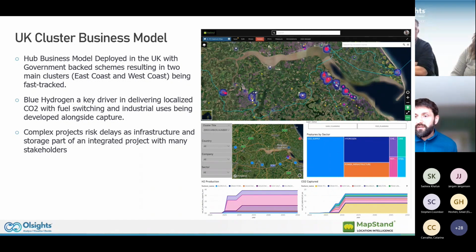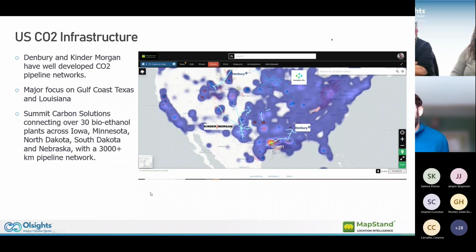The graphs on the right show, in the box graph, the hydrogen production within Zero Carbon Humber. So that's 4,000 megawatts, equivalent to 4 gigawatts, and the CO2 captured, up near 20 megatons a year, and this is really dominated by the Drax bioenergy CCS project.